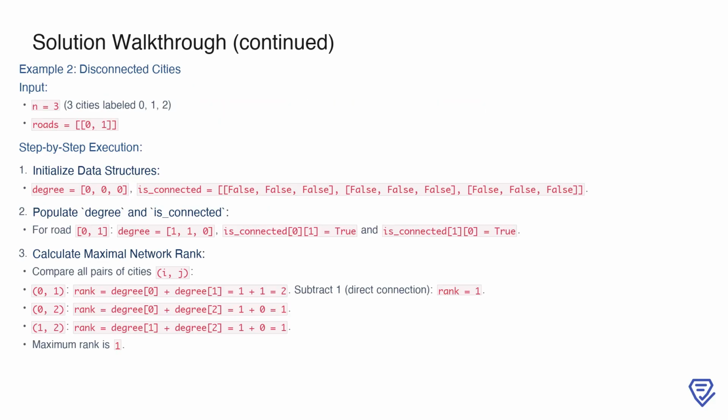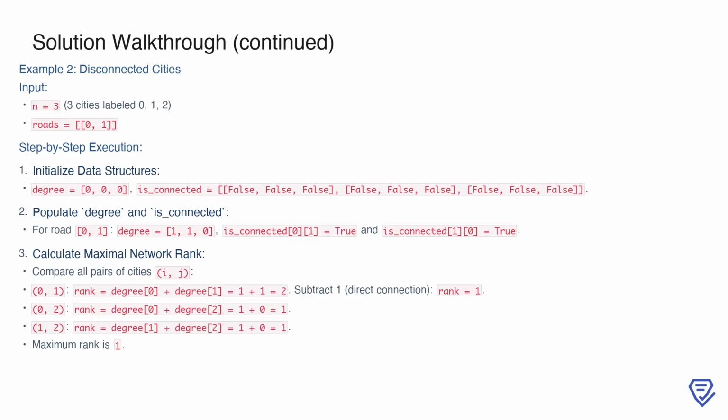Next, we examine a simpler case where some cities are disconnected. Here, we have 3 cities and only one road connecting city 0 to city 1. Again, we initialize degree and is_connected. The degree array starts as [0, 0, 0], and the is_connected matrix is filled with false. When processing the road (0, 1), we increment the degrees of city 0 and city 1 to get [1, 1, 0], and we update the matrix to show a direct connection between these two cities.